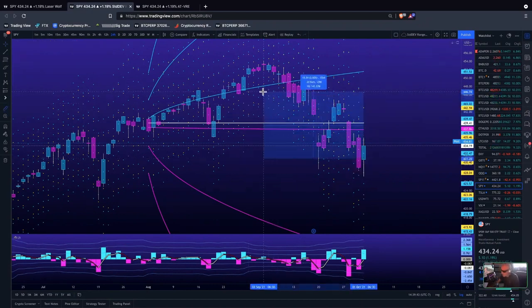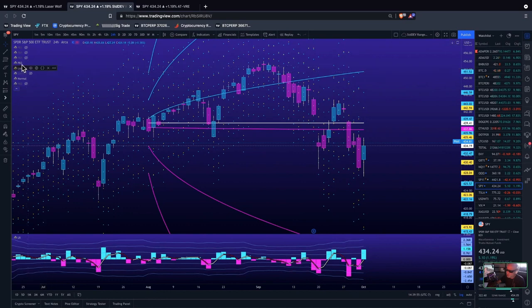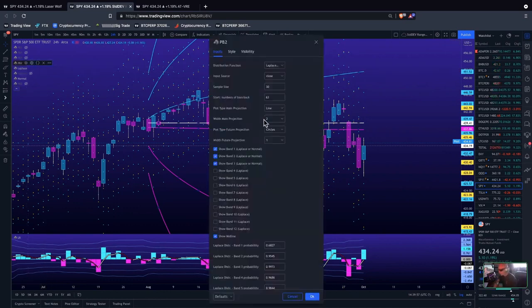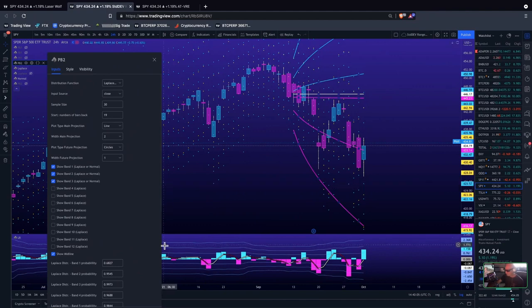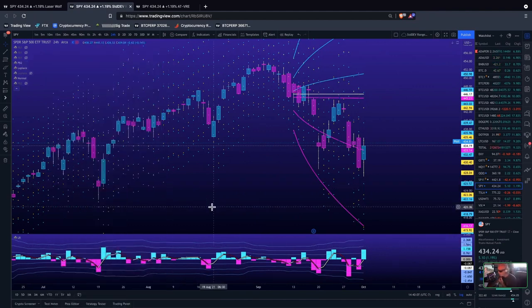Not at this doji, not at that up candle. Yeah, that's a big bear wick. We're going to start it right here, about 19 bars back. Let's see what this thing's got. Let's see what this looks like, ladies and gents. Oh, yeah. Whoa, that was not right. One more second here.